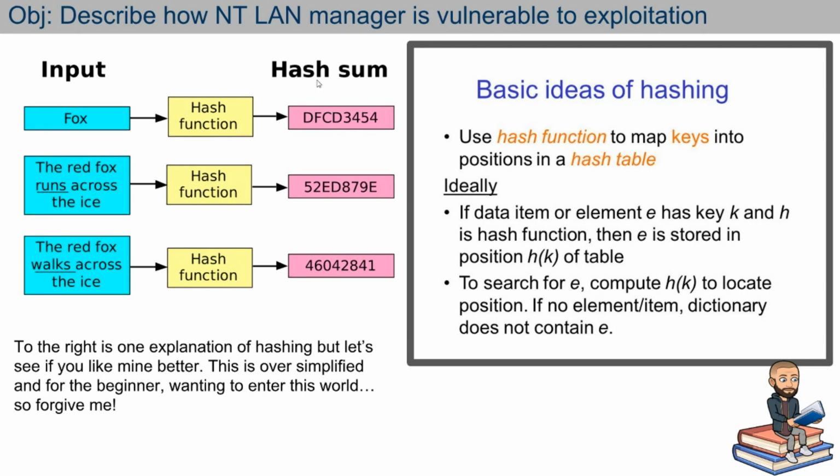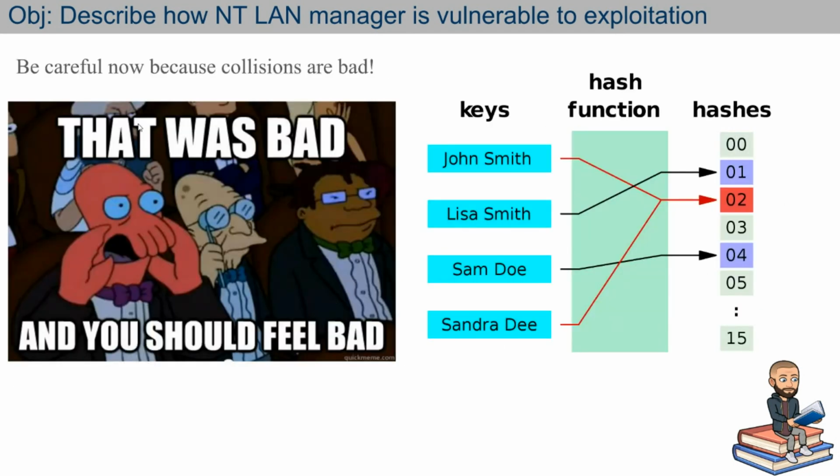And the hash sum, which is right here, is useful for security. And if you like your algebra, it says here, if data item or element E has key K and H is a hash function, then E is stored in position H(K). To search for E, compute H(K) to locate the position. I've never been one for these types of explanations. I'm more of a visual learner. And I think this visual right here does an even better job of explaining what a hash function does.